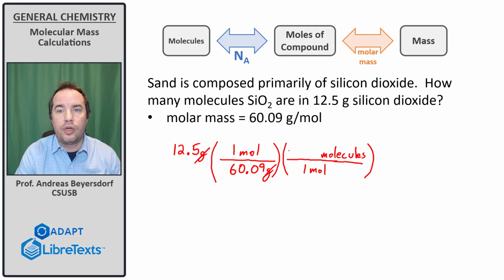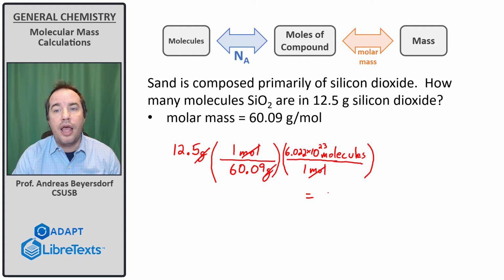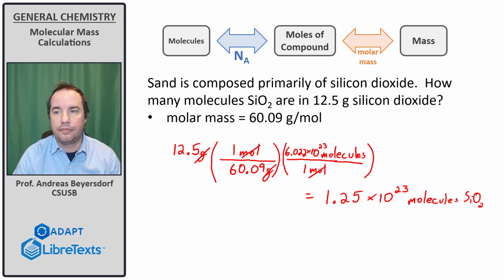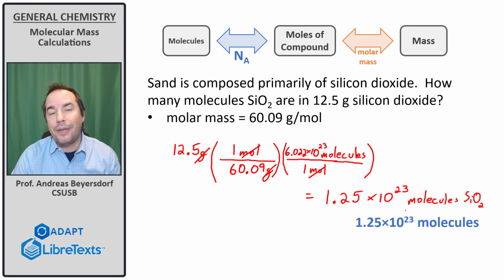So 1 mole is 6.022 times 10 to the 23 molecules. So the grams will cancel out, the moles will cancel out, and this will give me 1.25 times 10 to the 23 molecules of my silicon dioxide. Notice the first step is always to go to moles, and then we can go from moles to molecules.